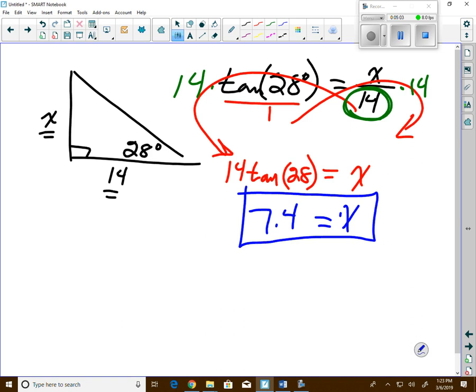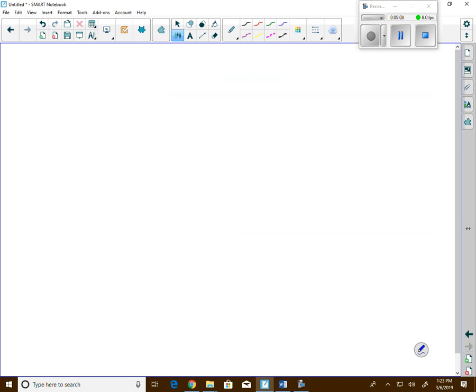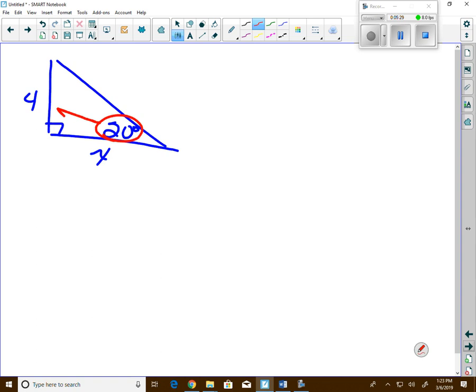Okay, let's do one more of the other type before we move on to the new ones. So we have an angle 20 degrees and 4 and x. So for this one, once again, we look at the angle first, and we see in relation to that angle, we know the opposite side, and we're trying to find the adjacent side. Opposite and adjacent. Adjacent cannot be the hypotenuse. So opposite and adjacent means we're going to use tangent.